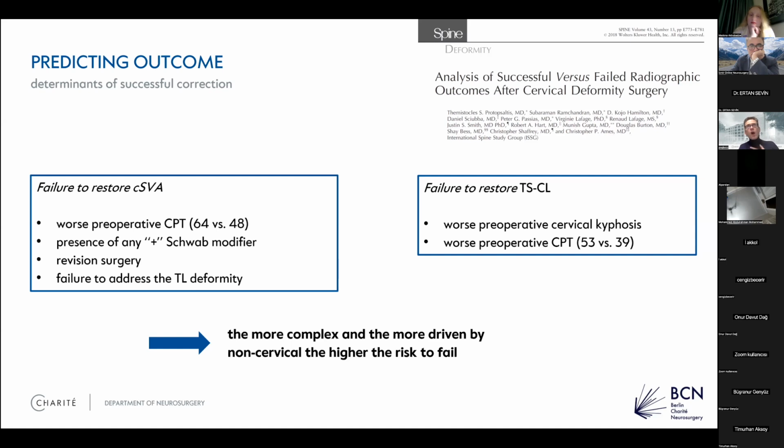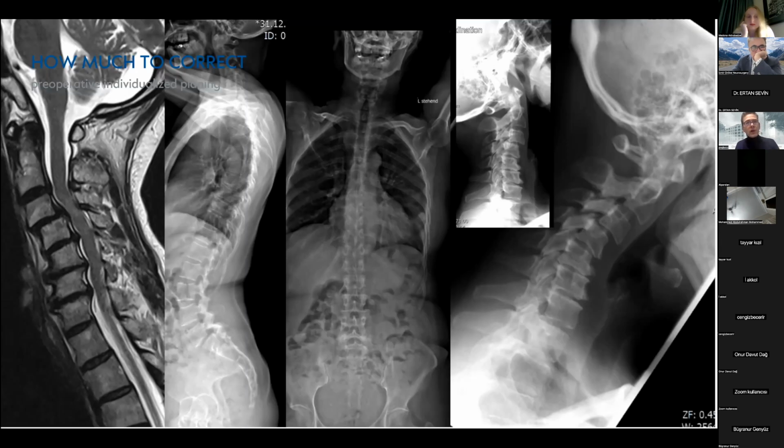So if you are asking me how much should I correct: number one, if it's a very severe deformity, you have to accept that you might not be able to reach the perfect correction. Number two, you have to use some plumb lines or some angles or some C2 slopes that you would like to bring into a normal position. And you have to have an overall understanding of the spine. So this is again a patient with some cervical stenosis, some kind of cervical deformity with a mid-cervical kyphosis. Here the driver is the cervical kyphosis.